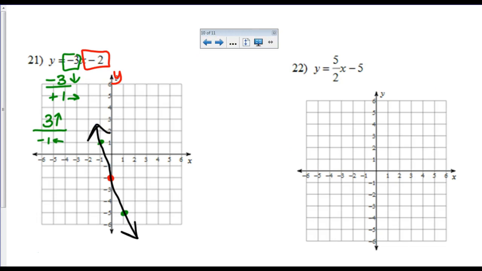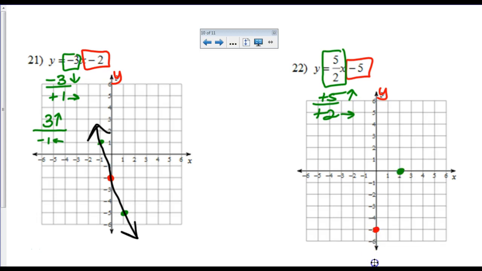All right, 22 is 5/2 x minus 5, so we're going to start at -5 on the y-axis. And then from there, your slope is +5 over 2. So I'm going to move +5 over +2, which means up 5 and right 2. 1, 2, 3, 4, 5, 1, 2.